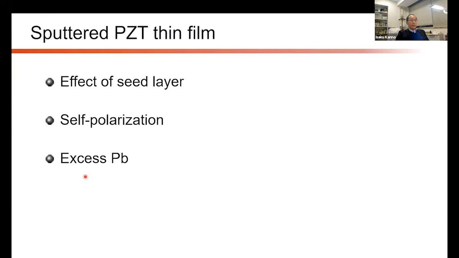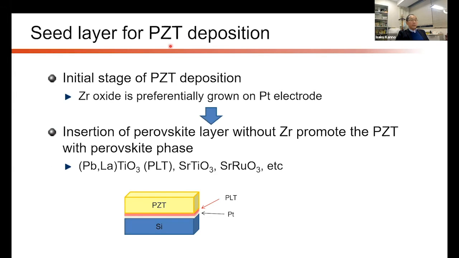As I said, the typical sputtering target contains excess lead, and usually the deposited PZT thin films also contain the excess lead. It leads to a different crystal structure from sol-gel and ceramics. The seed layer is a very important technique to prepare high quality, well crystallized PZT thin films.